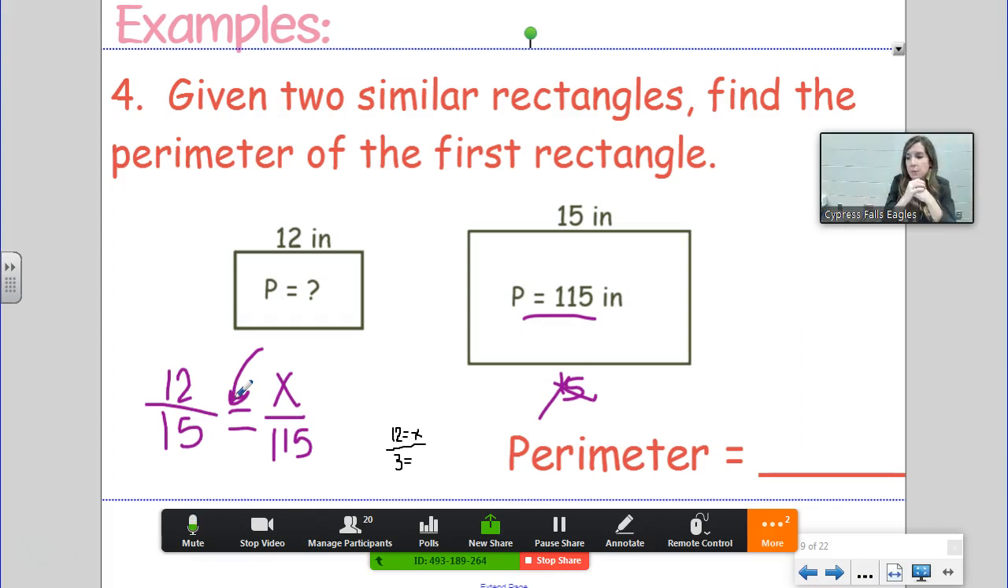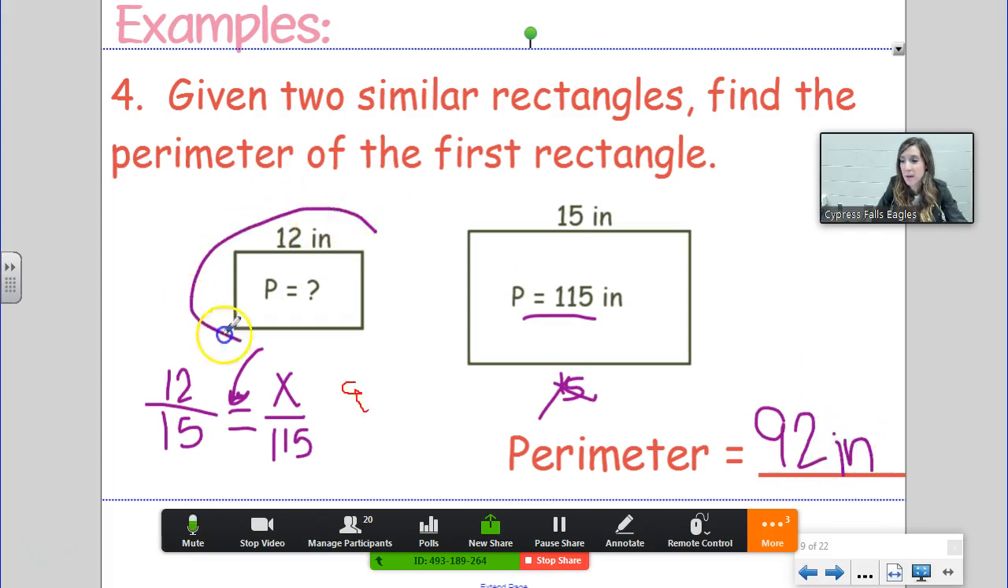So just cross multiply. What do you get? You do it all in one step, guys. 12 times 115 divided by 15. What do you get? 92. 92 inches is the perimeter of the smaller rectangle. And no, we didn't find a missing side. We use the fact that the sides and the perimeters have equivalent, equal ratios. Let's try another one.